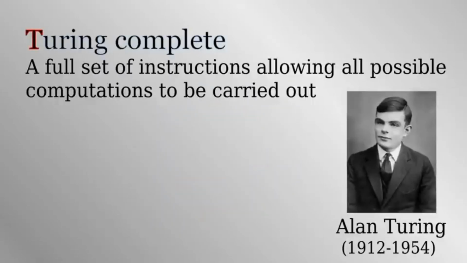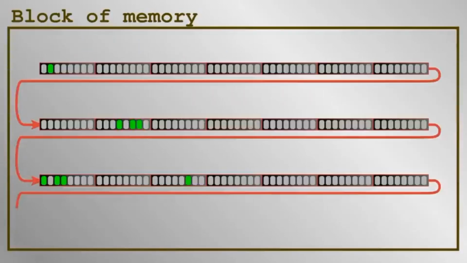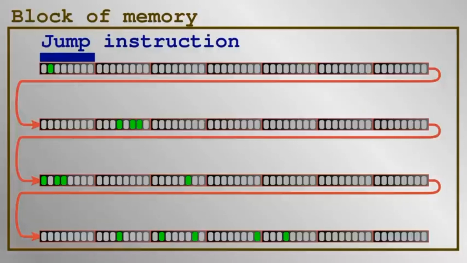Being Turing complete means that it can eventually carry out any possible computation, load a web page, render a video game, and so on. The only difference between two Turing complete computers is how fast they are at doing those computations. The first type of instruction a computer needs is what's called a jump, or sometimes called a goto.